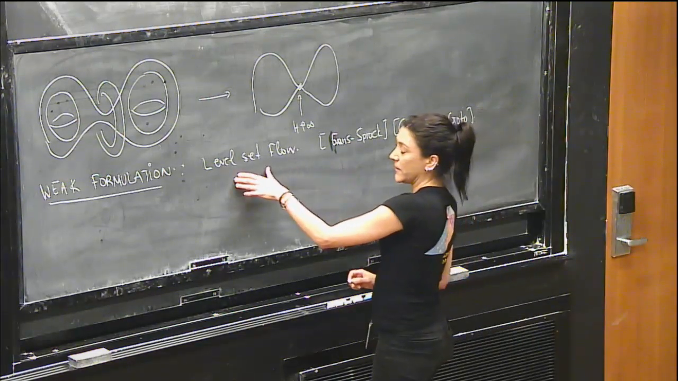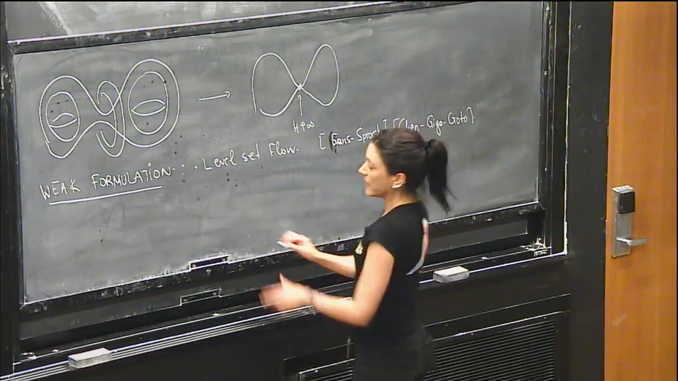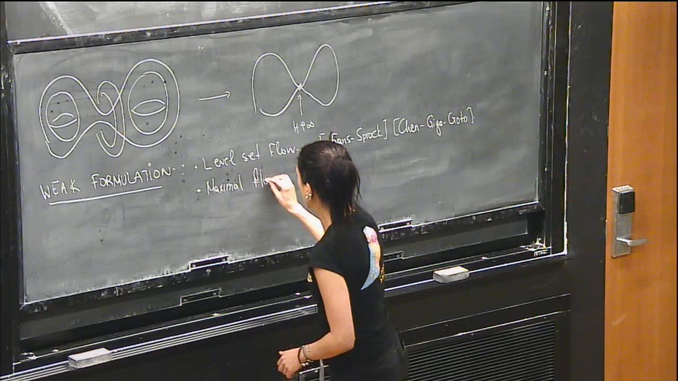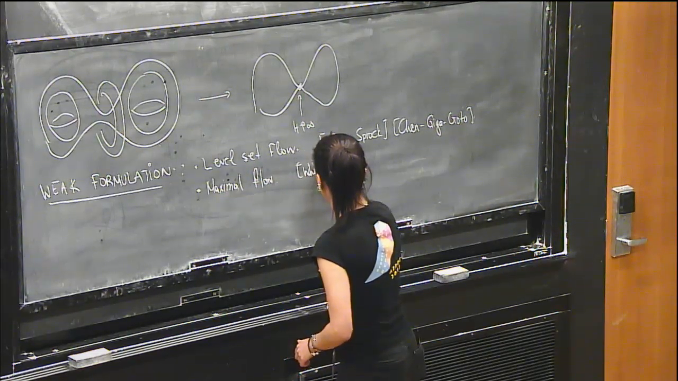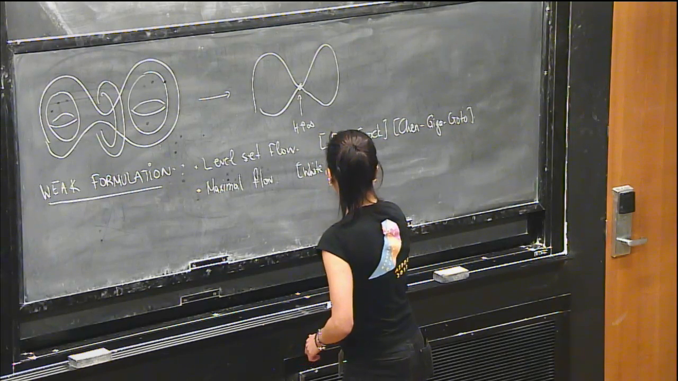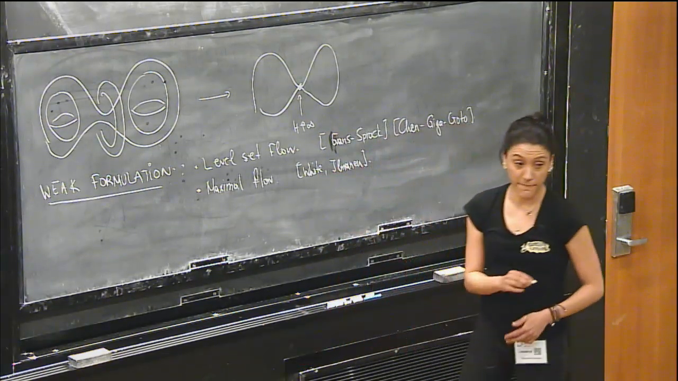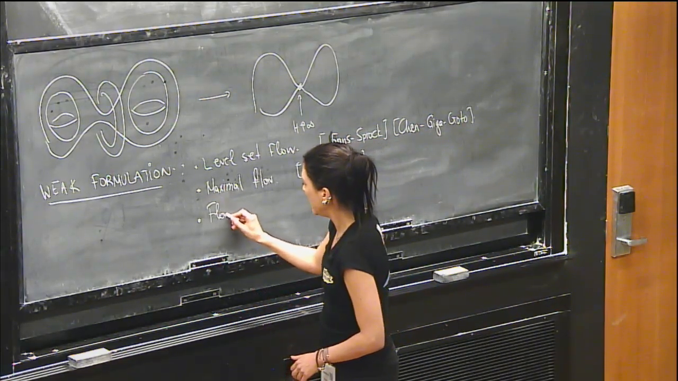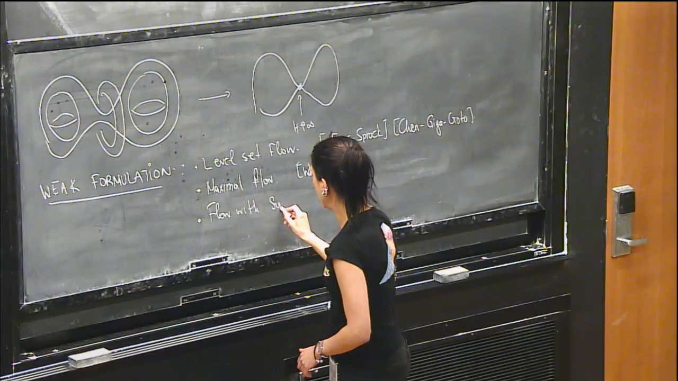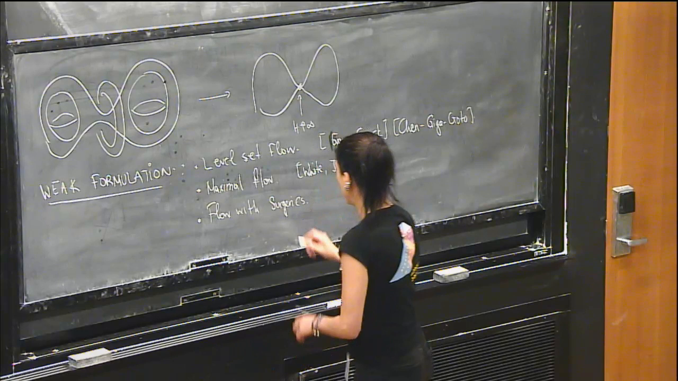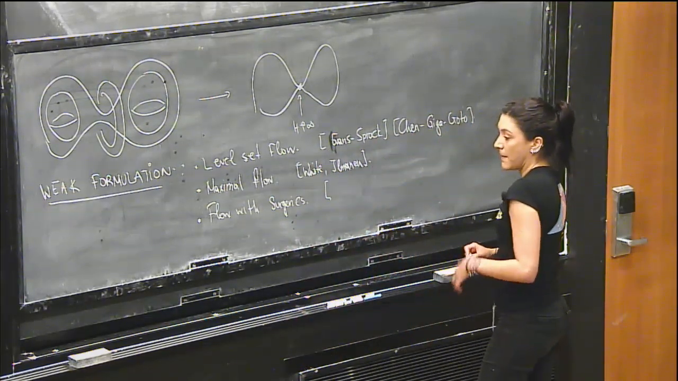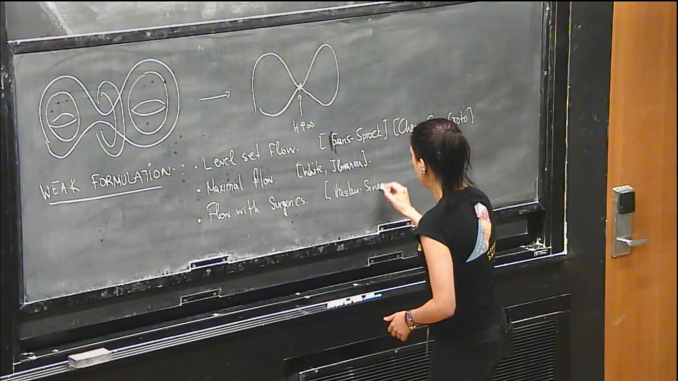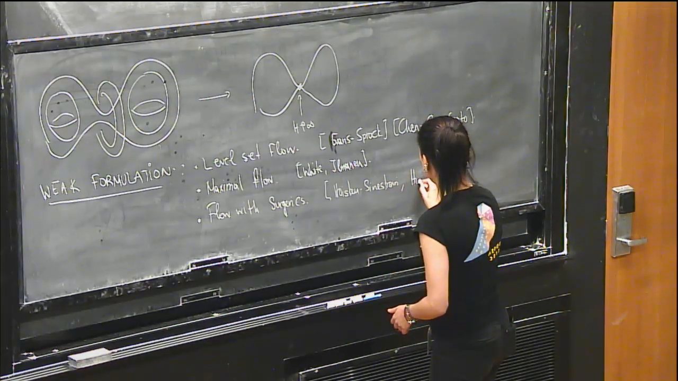I'll explain this in a second, what this means. So this is like one weak formulation. There is also the maximal flow. This was used a lot by Brian White and Ilmanen. And finally, probably the hardest one is the flow with surgeries. This was developed a lot by Huisken and Sinestrari, and Huisken Brendle.